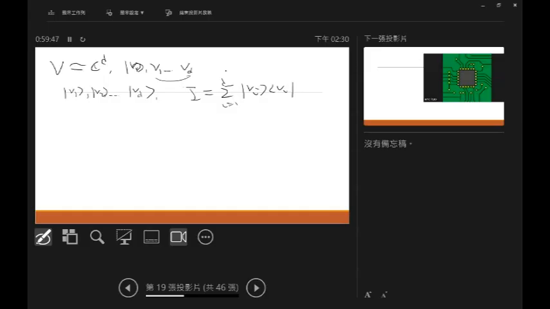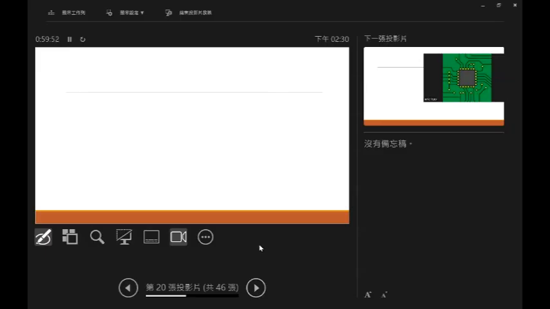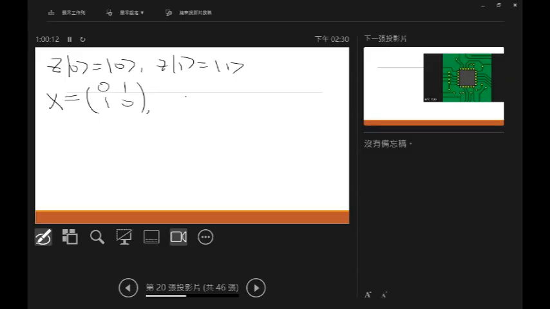Okay, good. Now let me give you some more examples of this bracket notation. We talk about Z, right? We know that Z|0⟩ is |0⟩ and Z|1⟩ is −|1⟩. What about the eigenbasis of X? So X is the matrix (0, 1; 1, 0), right? So |0⟩ is (1, 0), and |1⟩ is (0, 1). So what about X on |0⟩?